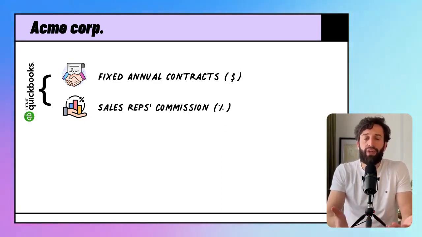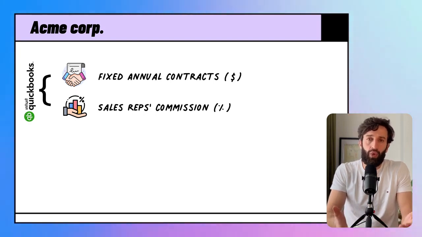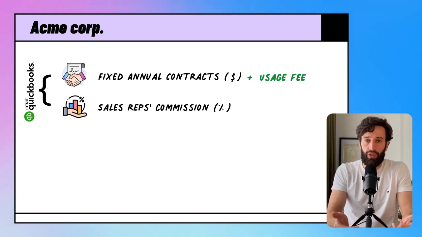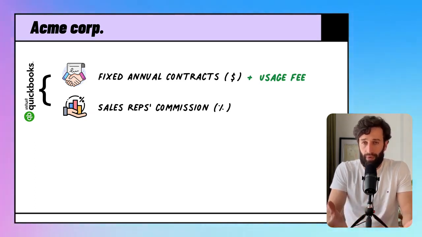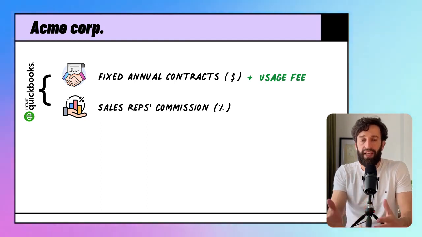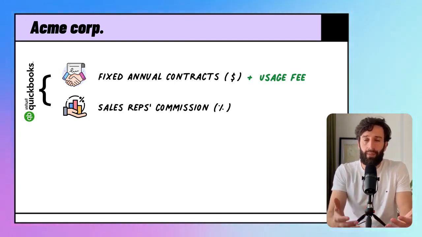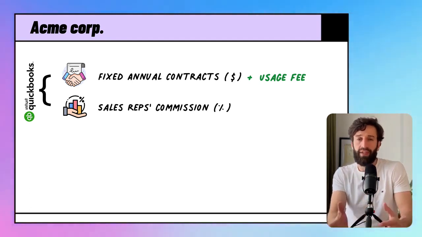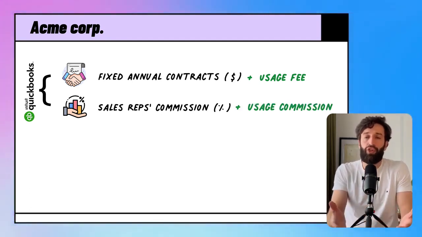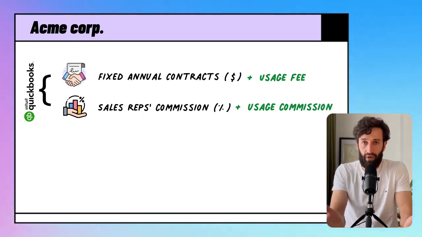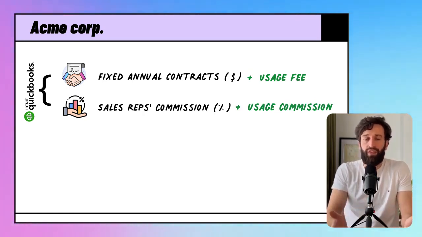At some point, maybe you decide that as well as charging your customers an annual fee, you also want to charge them a usage fee based on their usage of your product. Maybe you charge them for storage or something like that. And then in order to incentivize your reps to sign up customers that have a higher chance of usage, you want to also compensate those reps by offering them commission on their customers' usage revenue, right? You wouldn't be able to track all of this in a simple accounting system like QuickBooks or Xero.